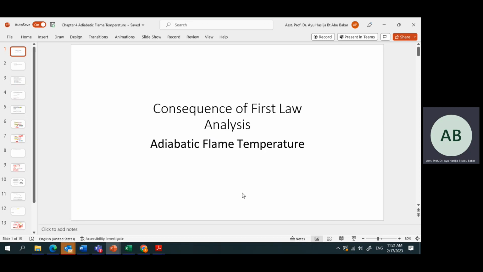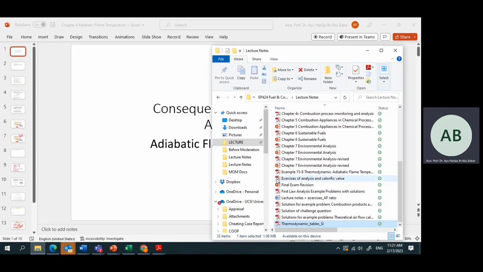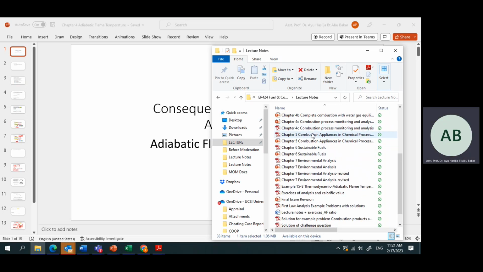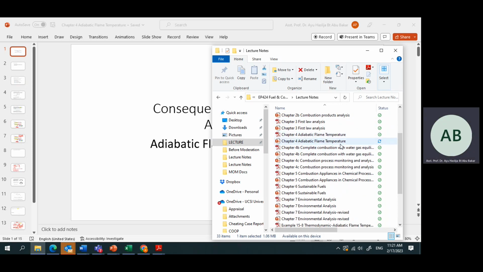Last class, before our midterm, last week we had done chapter 3, the first law analysis. Today we will proceed with chapter 4, which is adiabatic flame temperature. For chapter 4, we will have adiabatic flame, then combustion with water gas equilibrium, process monitoring, then only we will go for the combustion appliances.